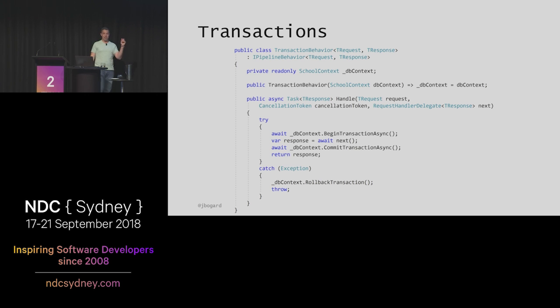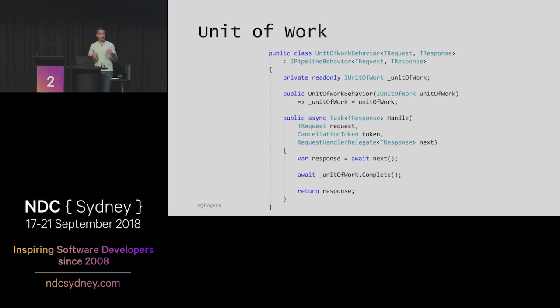So with this pipeline behavior in place, I get to remove all of these save changes method calls in all of my handlers and say, you know what, that is taken care of for you. I could do something like a unit of work. Let's say I've got something like domain events, maybe. Something that needs to happen at the end of performing some logical operation. And so after I've done the work, I need to complete my unit of work. And I can do that pretty easily now with a pipeline behavior.